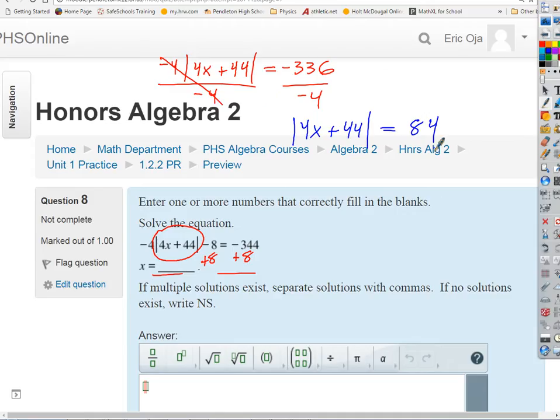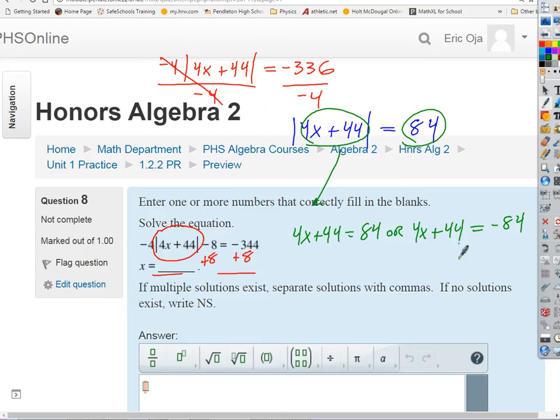And so now we can make our trade. Now we've got absolute value bars by themselves on one side, so whatever's inside we can set equal to 84, or we can set it equal to negative 84. Now it's pretty simple algebra. I just isolate x in both of those equations.